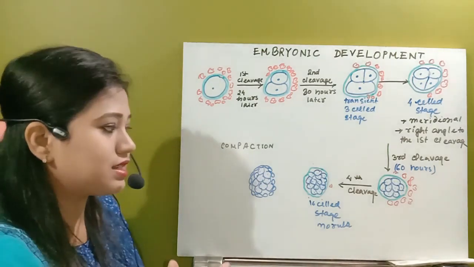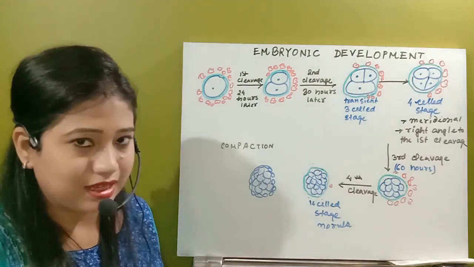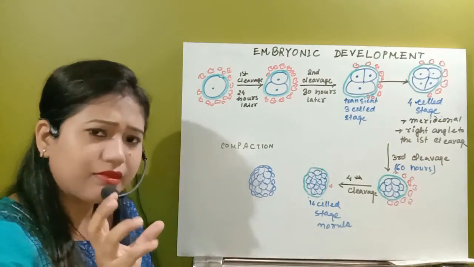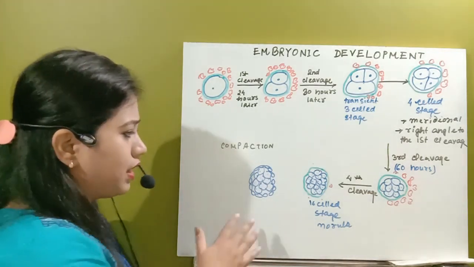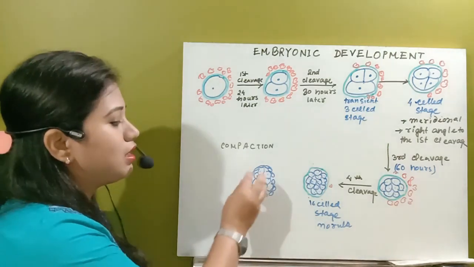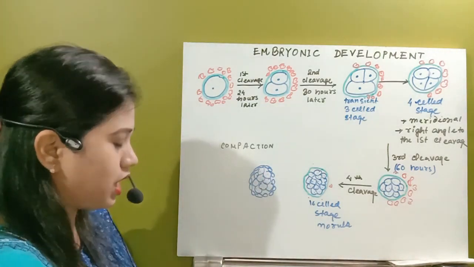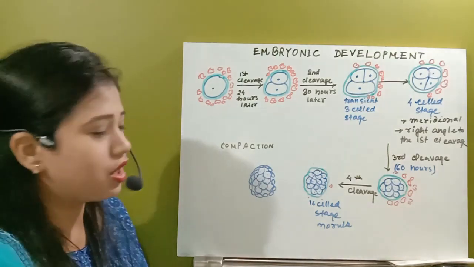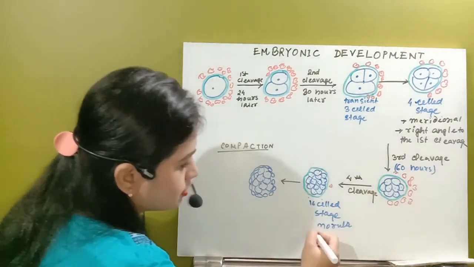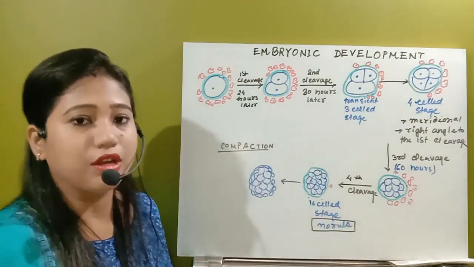Here this stage is the same 16 cell stage, but in that 16 cell stage you will get a specific time when the smaller cells will go to the periphery and the larger cells will remain inside. So this reaction is actually the compaction reaction. Remember this: the morula itself will undergo the compaction reaction.